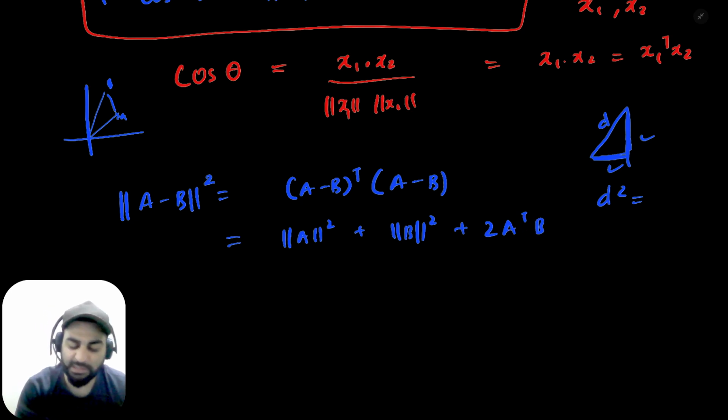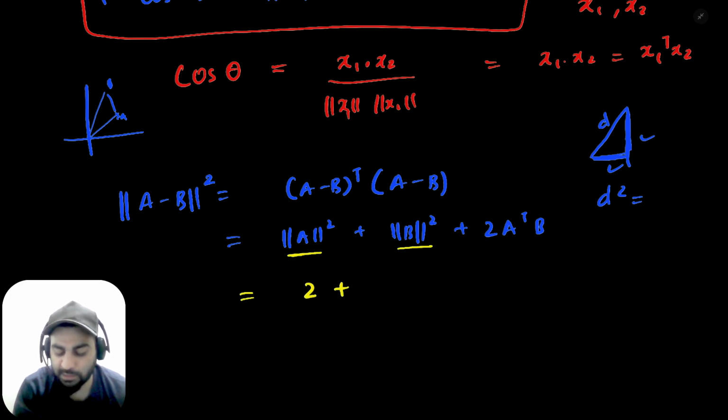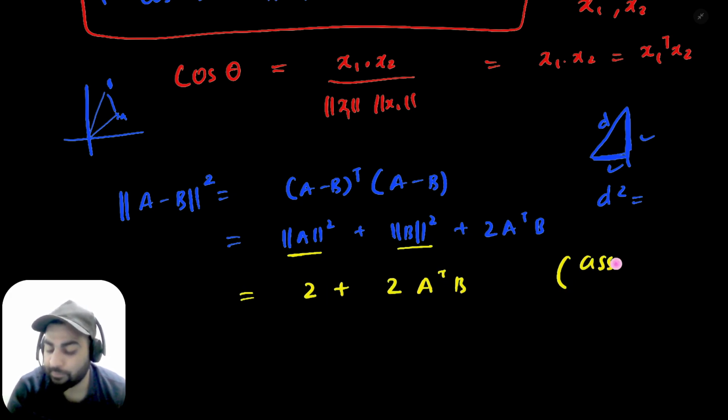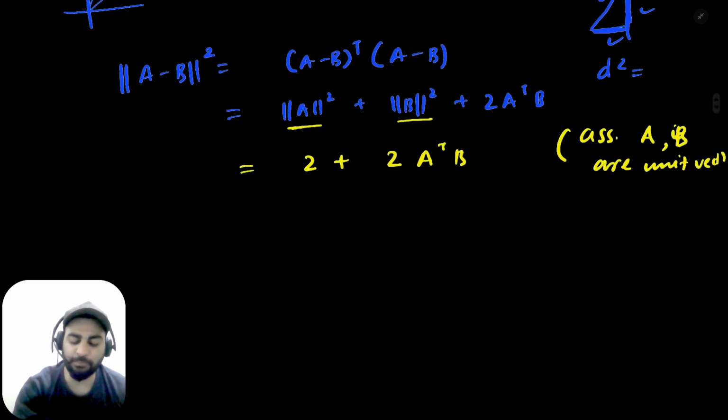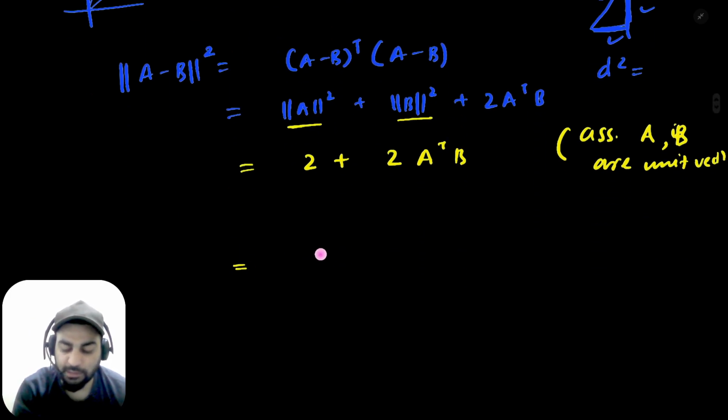Okay, now let's suppose these a and b are unit vectors. So if we consider these a square and b square, they are unit vectors, so this will become 1, this will become 1. So this will be equal to 2 plus 2a transpose b. We're assuming that a and b are unit vectors. Okay, now what it boils down to, this should be minus, not plus, because this is a minus b whole square.